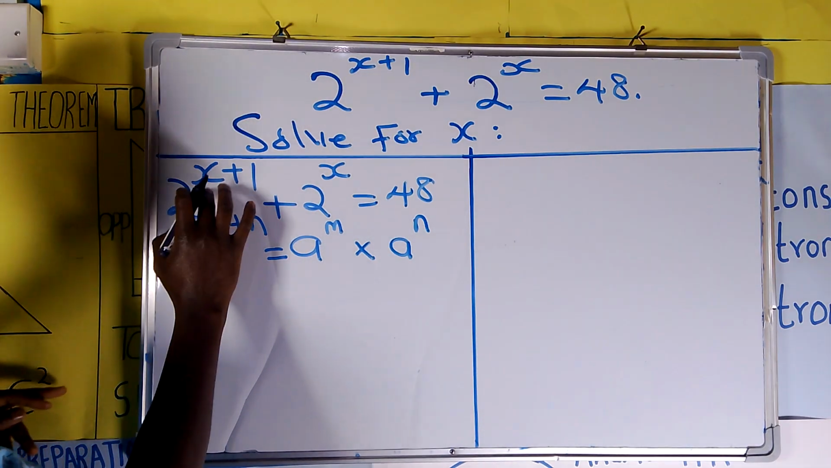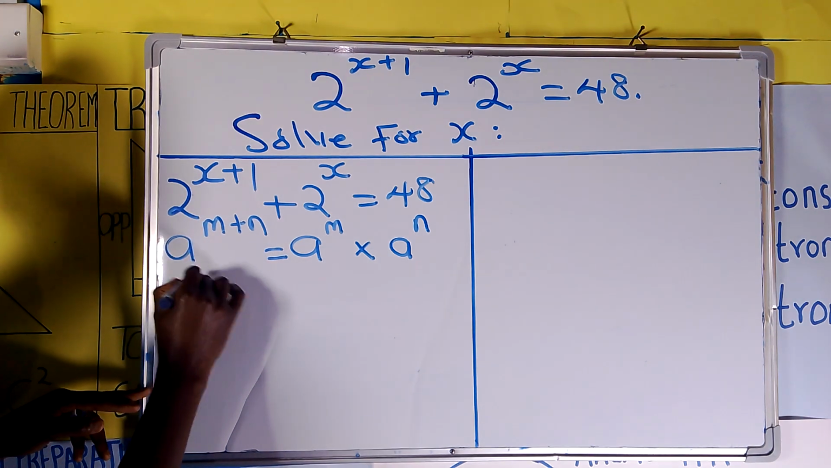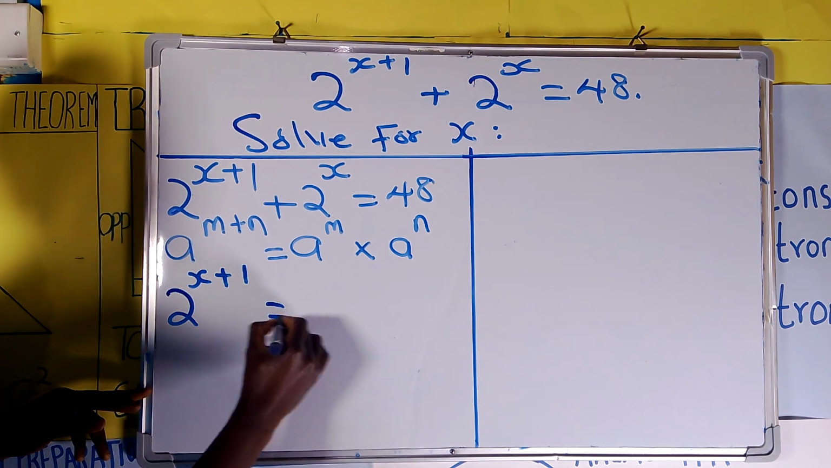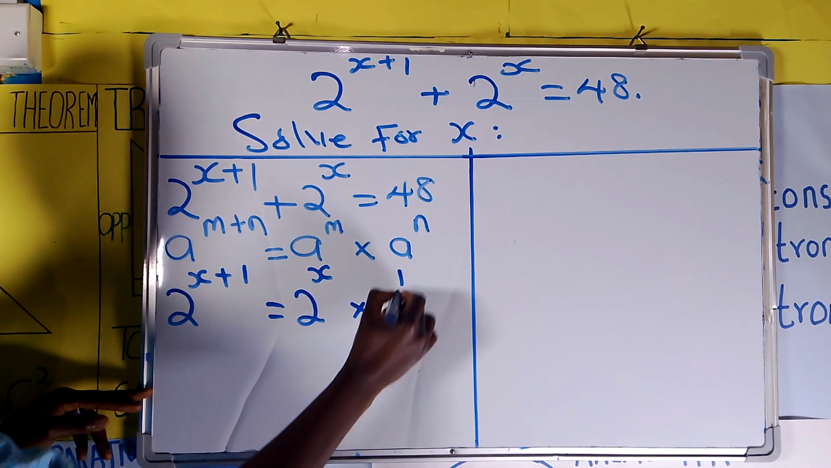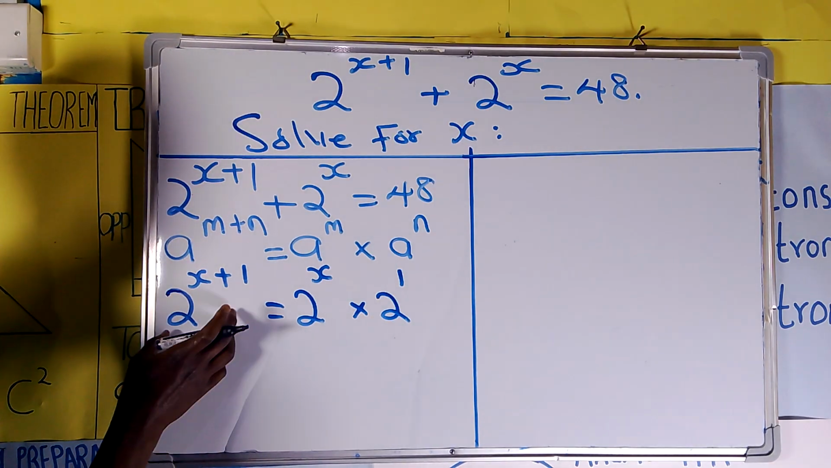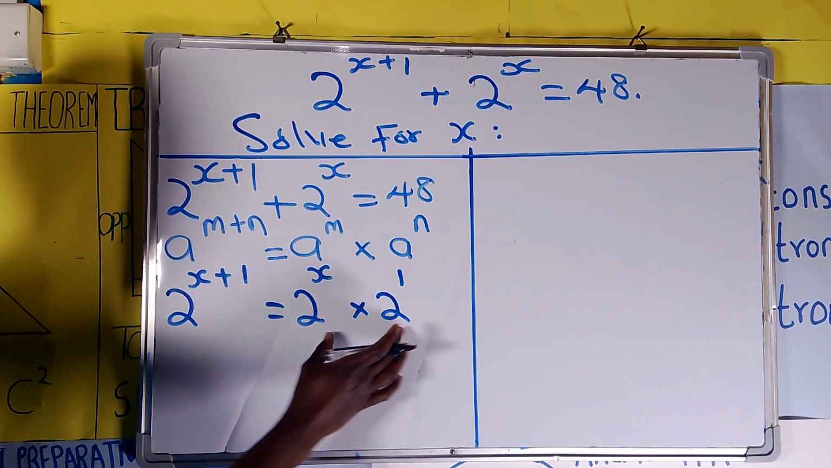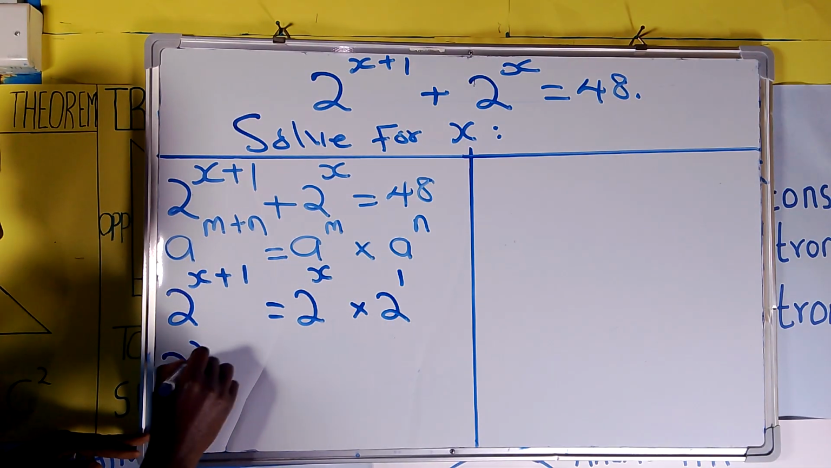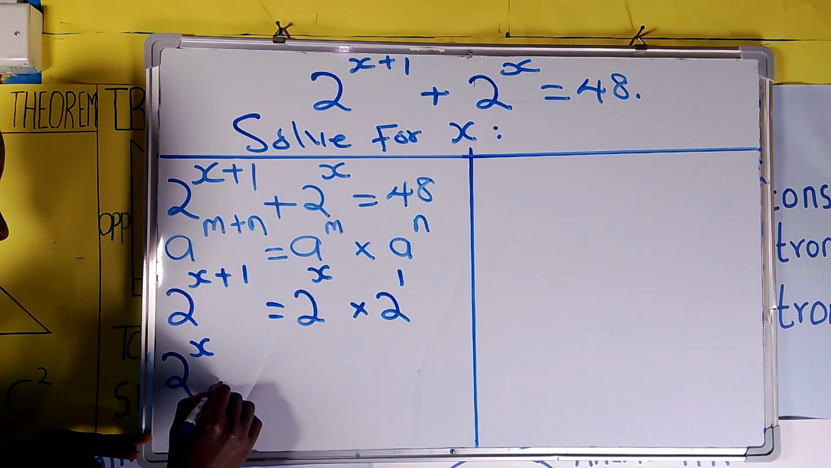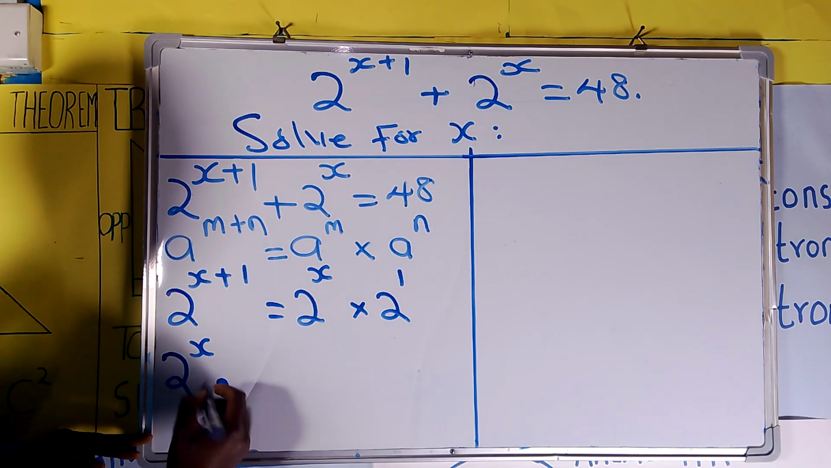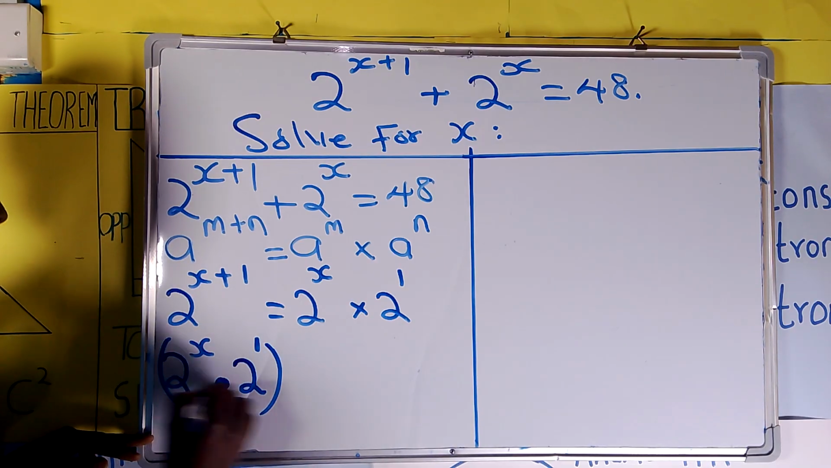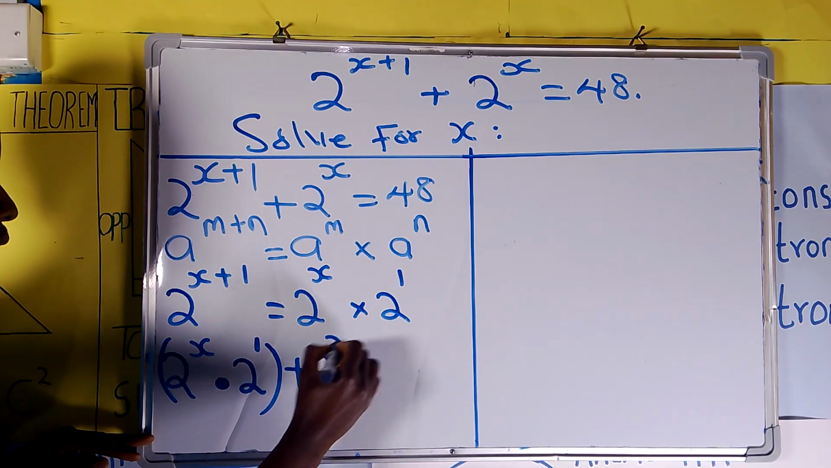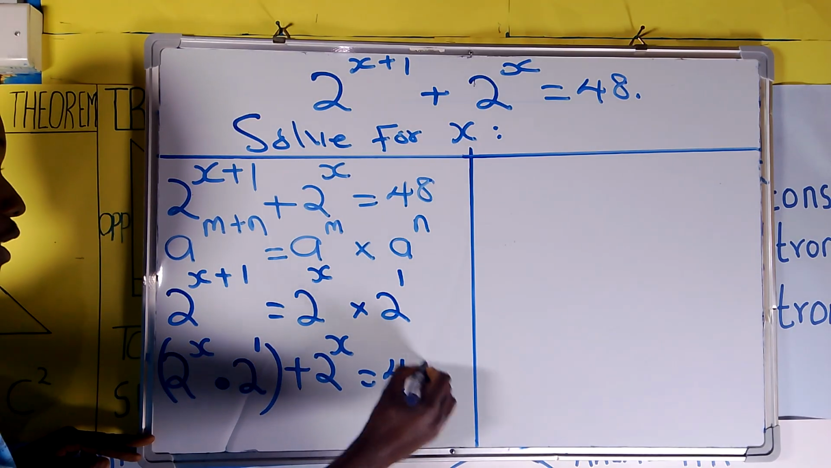So when we have that, we will take this 2 to power x plus 1 is the same as 2 to power x multiplied by 2 to power 1. So we will substitute this one here with this one, and we will have 2 to power x multiplied by 2 to power 1 plus 2 to power x is equal to 48. If we put a dot here, it also means multiplication.